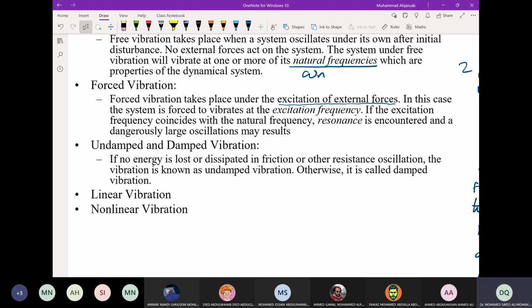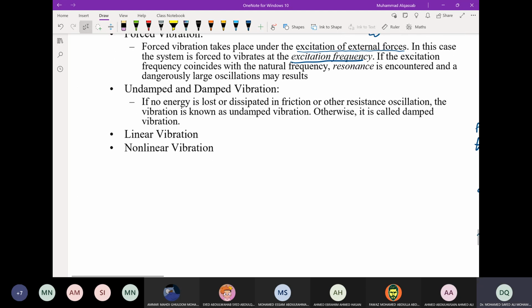Okay, so the frequency here is called excitation frequency, omega. So there is omega and there is omega n. Omega n is a system parameter, a function of the system parameters. Omega is any value, right? So what is the value of omega that is dangerous?